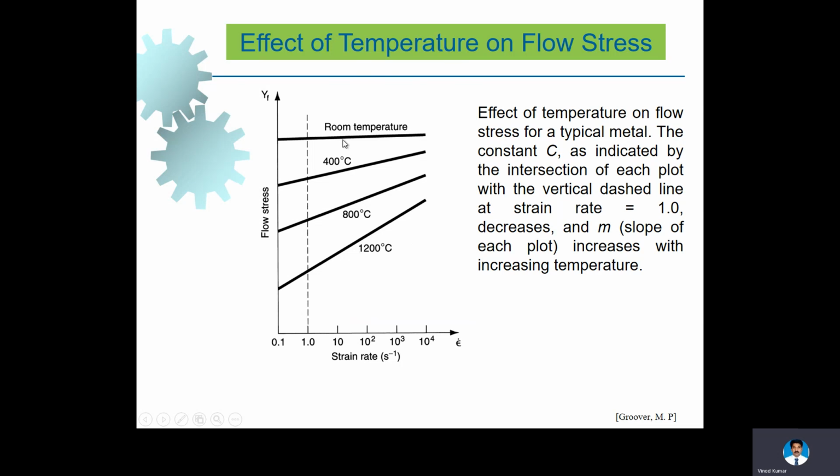But what happens to the strain rate at higher temperature? If you take 1200 degrees, this is the line for 1200 degrees. As the strain rate increases, you can see here that more flow stress is required. As you increase the strain rate, or the speed at which strain takes place, you need more flow stress to produce the deformation. So this is the effect of strain rate on the flow stress.